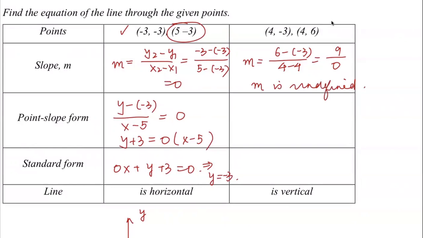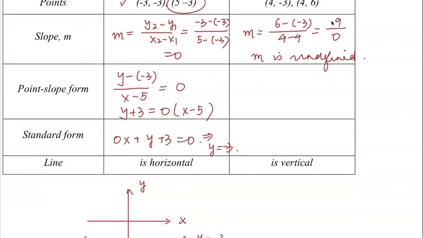M is undefined. Because m is undefined, because there's no slope, there is no point slope form. So there is no point slope form. Okay, because point slope form only makes sense when we have a slope. If the slope is not even defined, then there's no point of having a point slope form. Okay, and standard form.